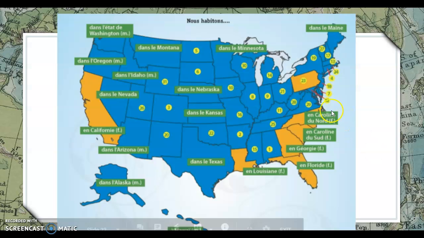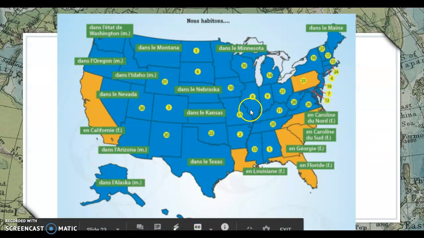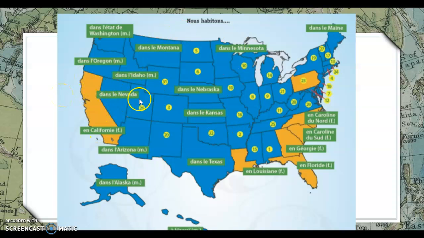Remember that we're going to use these different prepositions based on whether the state is masculine or feminine. Blue is masculine, orange is feminine. There are many more masculine than feminine. And keep in mind that our teeny tiny Hawaii, which is an island, is going to use à.